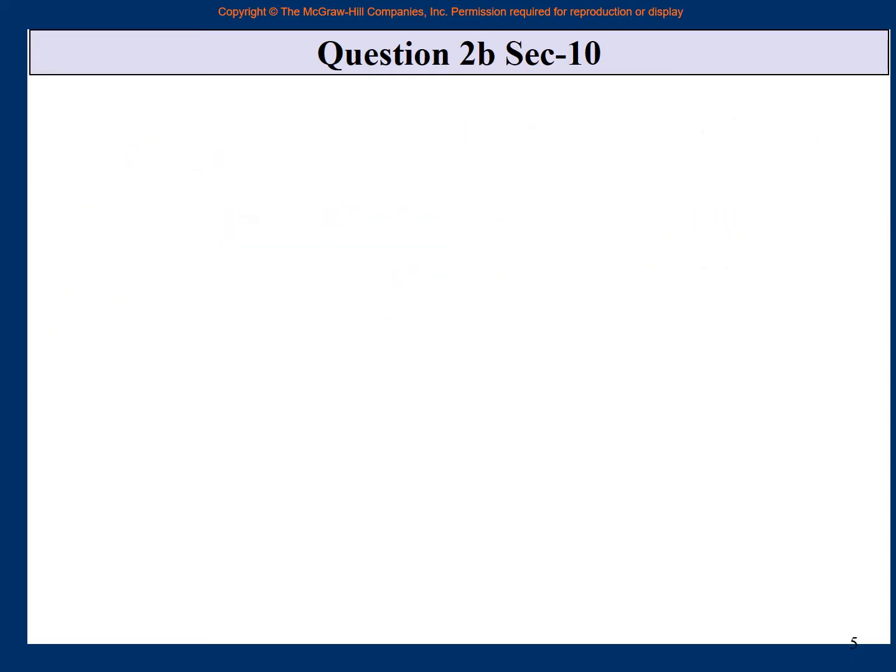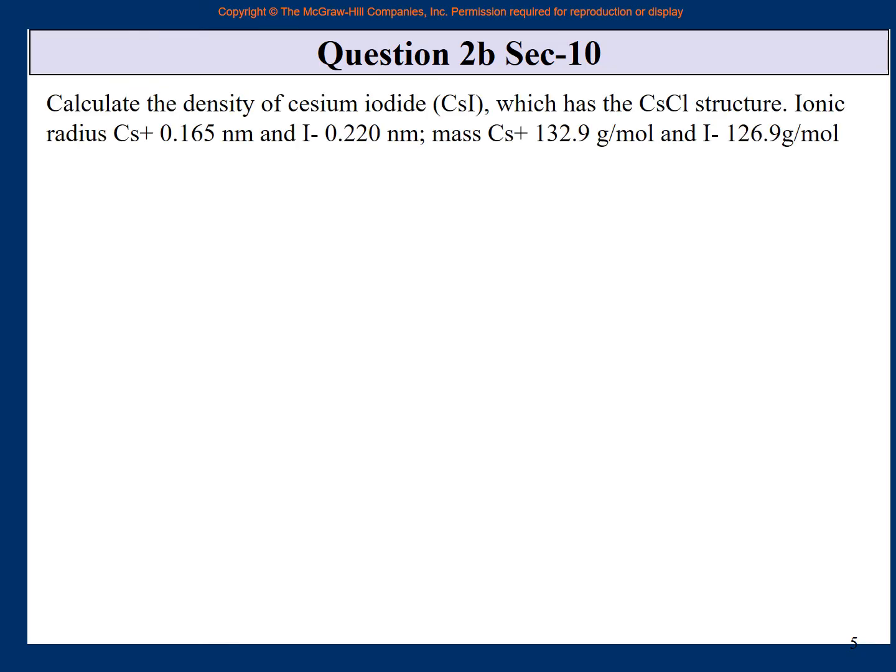Let us go to question 2b for section 10, the second part of the question. Calculate the density of cesium iodide which has the cesium chloride structure. Ionic radius for cesium and iodine is given. Mass for cesium and iodine is given. Mass, of course, is in gram per mole. So it's a very simple traditional question. Again, I would ask you to stop here, solve it again, get some practice, and then continue. So if you are continuing now, then you have already solved it.